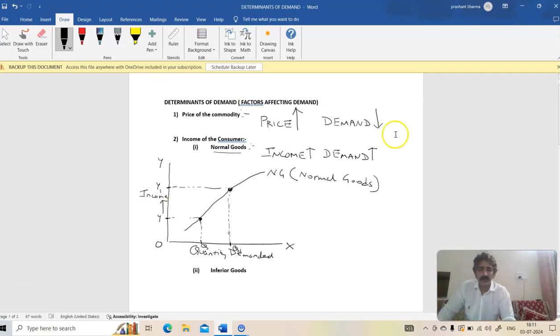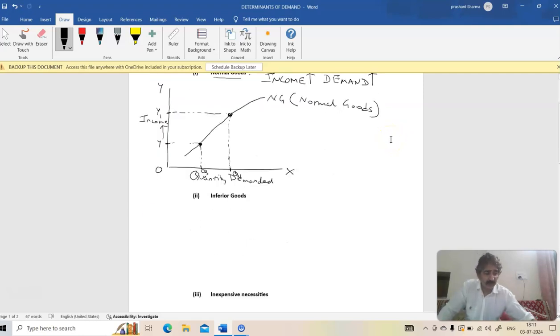Then we move to the inferior goods category to understand the effect of income on the demand for inferior goods. Now, children, inferior goods are generally of poor quality, and these are consumed by low income groups. Generally, poor people consume these inferior goods. So here what will happen is, as the income of a person will rise.